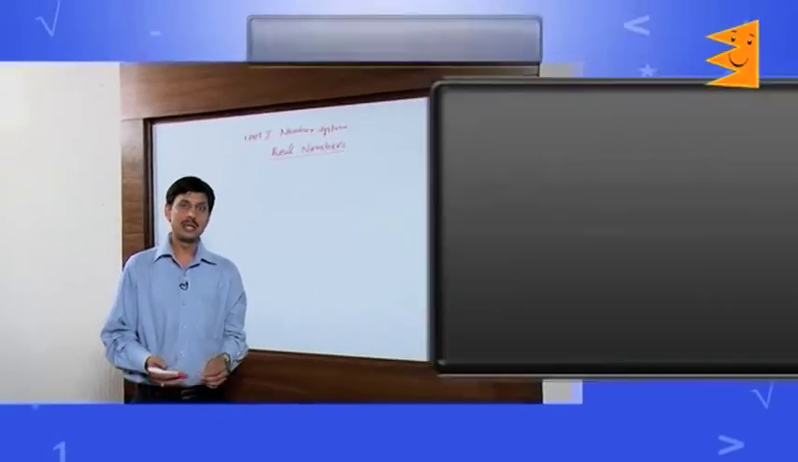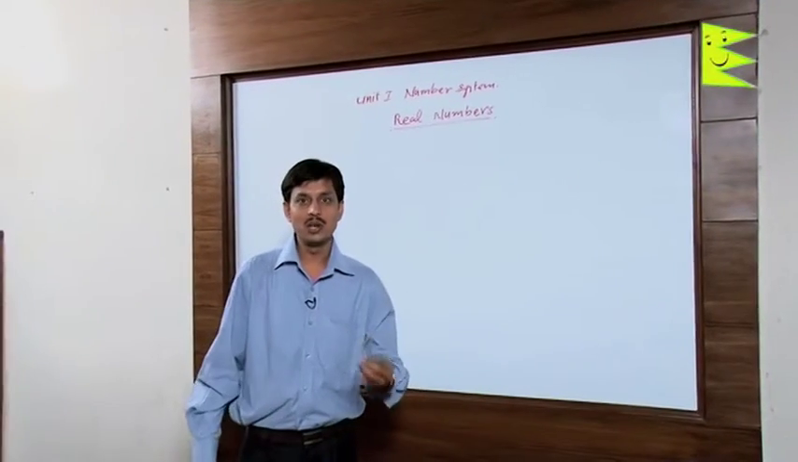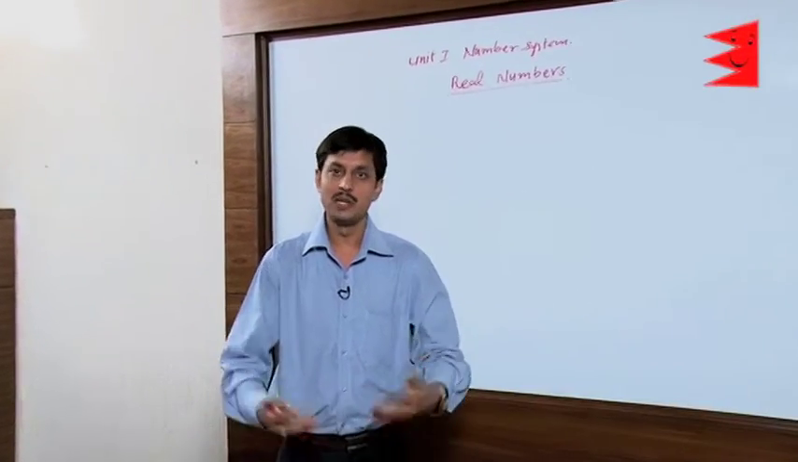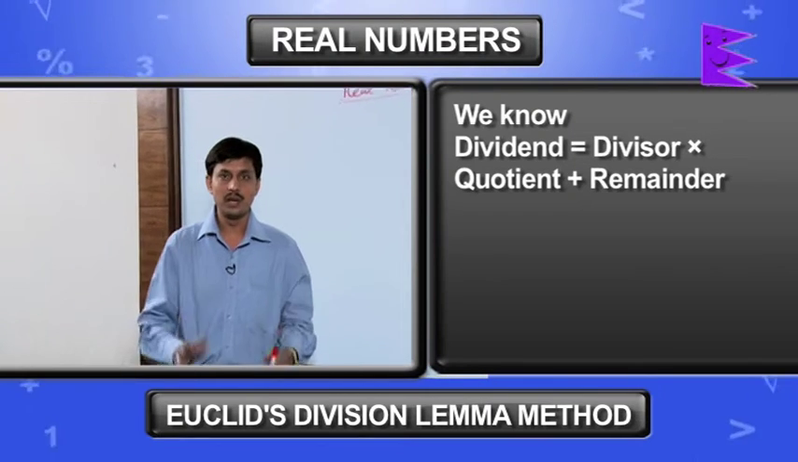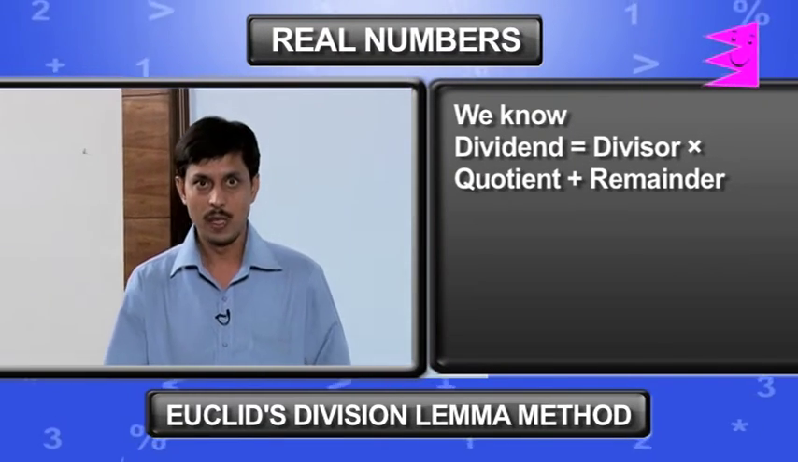Now we will discuss what Euclid's division lemma is. Basically, Euclid's division lemma is a slightly extended form of the division algorithm. The division algorithm says: dividend is equal to divisor into quotient plus remainder.